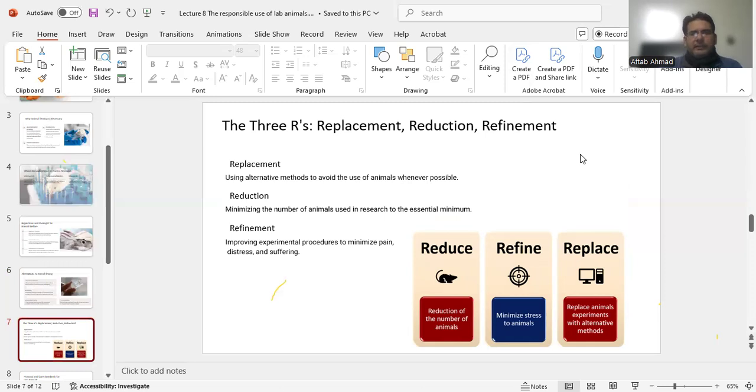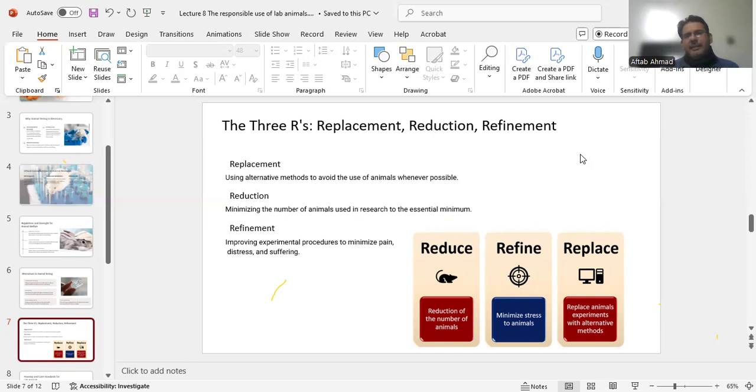Bioinformatics. We can go for 3D tissue engineering, 3D growth of the tissues. We can go for the lab on the chip kind of things. So in this case, we can replace the animals, and then the other thing is reduction. We can reduce the number of animals that are being studied.